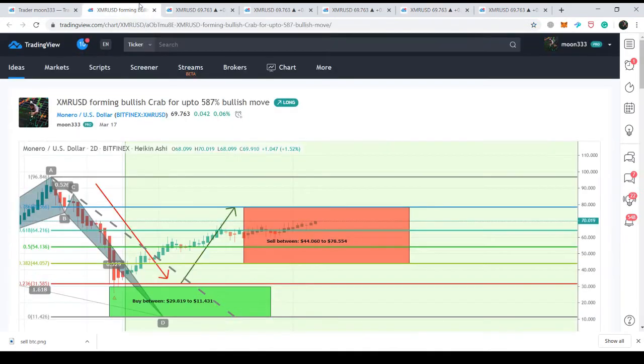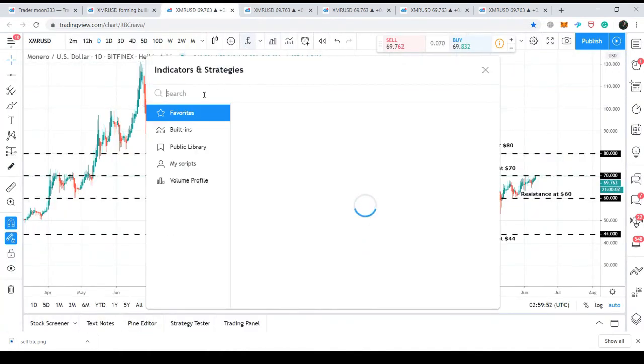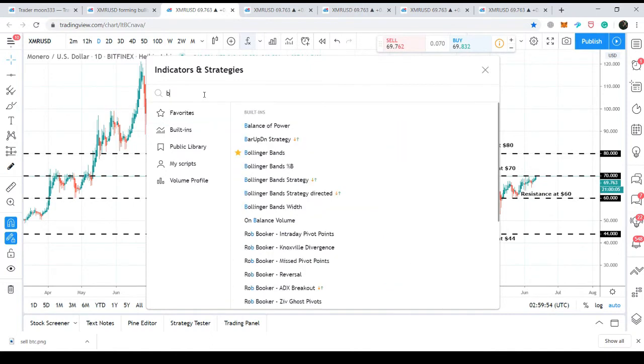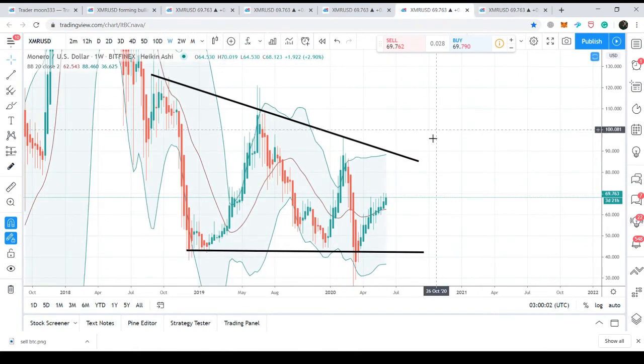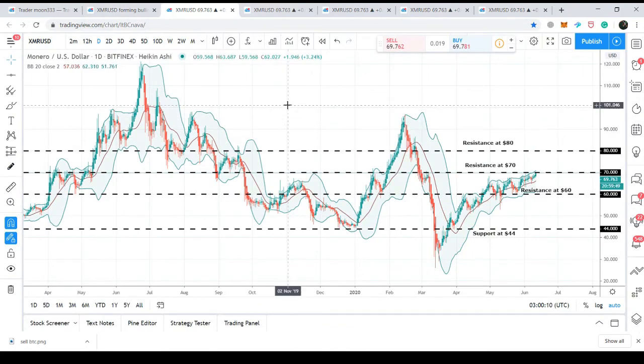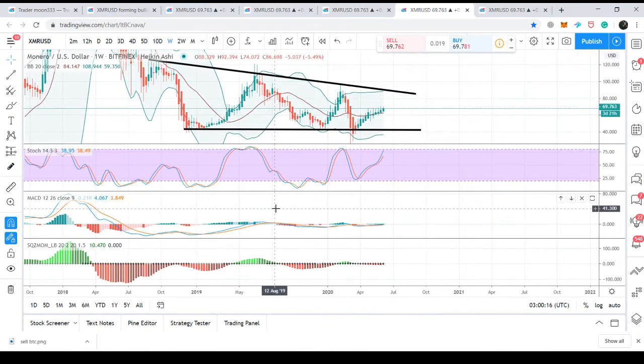For example, here, if we place the Bollinger Bands on the daily chart, then we can observe that the Bollinger Bands is showing an uptrend, a completely uptrend. So with the movement of the price action on the weekly chart, the Bollinger Bands can show the uptrend or upward move like it is showing on the daily chart as well.